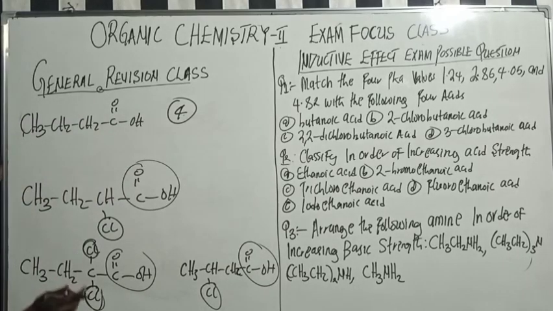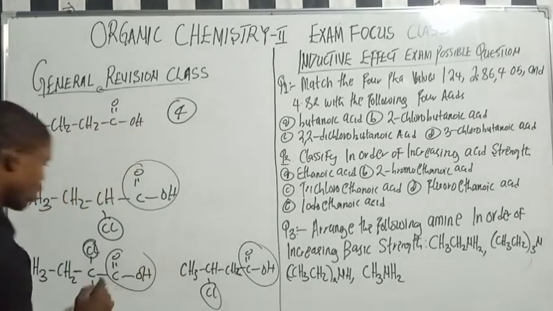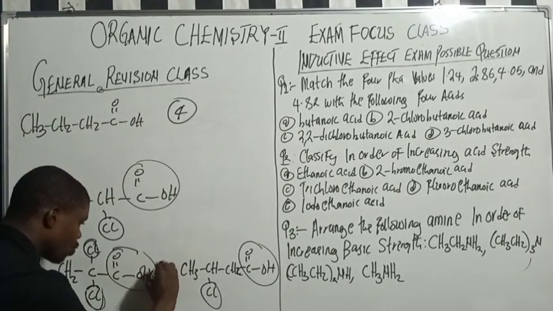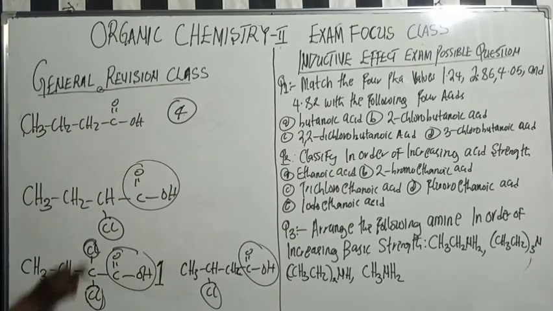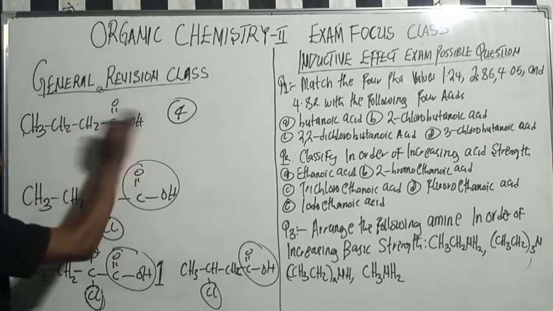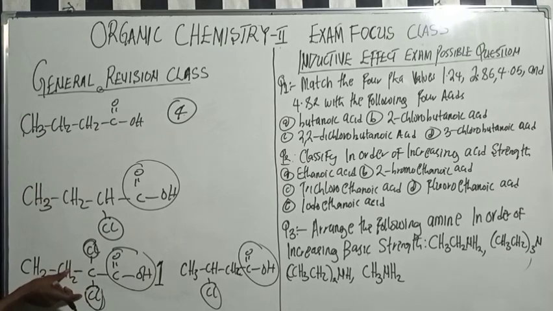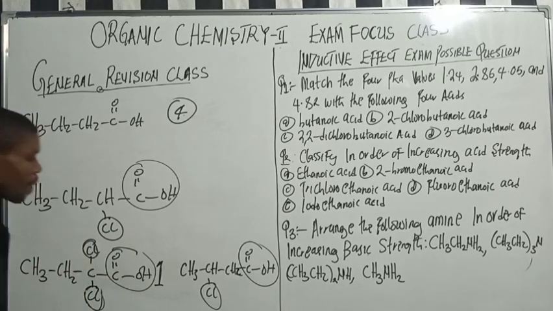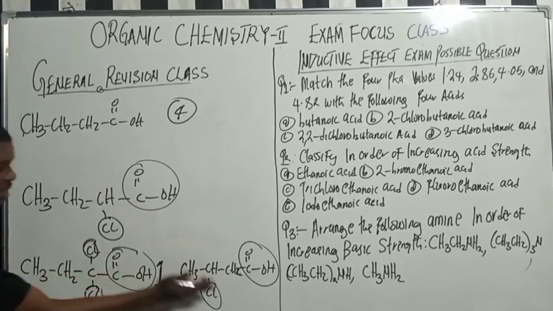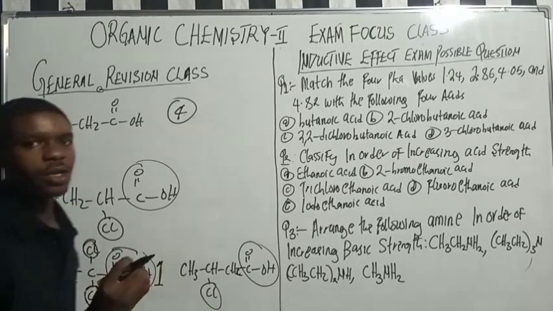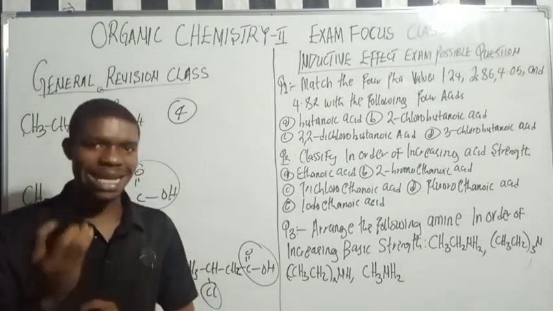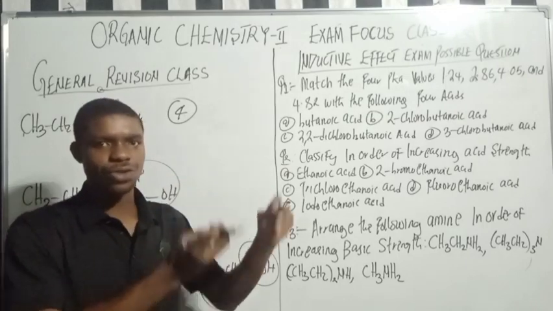Because this one has two chlorine groups, this is going to be my highest acid strength. So this is going to be my number one. Why? Because it has two chlorine groups. This one is going to be lower because it has no chlorine group at all. Do you get that? Now the next are going to be this one and this one. Now the position of the chlorine group matters a lot when determining the strength of the acid.